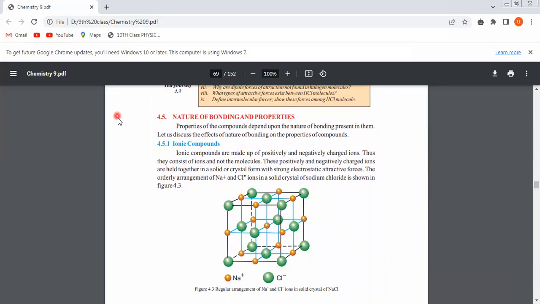Nature of bonding and properties. Properties of compounds depend upon the nature of bonding present in them. Let us discuss the effects of the nature of bonding on the properties of compounds. Ionic compounds. Ionic compounds are made up of positively and negatively charged ions. Thus, they consist of ions and not molecules. The positively and negatively charged ions are held together in a solid or crystal form with strong electrostatic attractive forces. The orderly arrangement of sodium and chloride ions in a solid crystal of sodium chloride is shown.